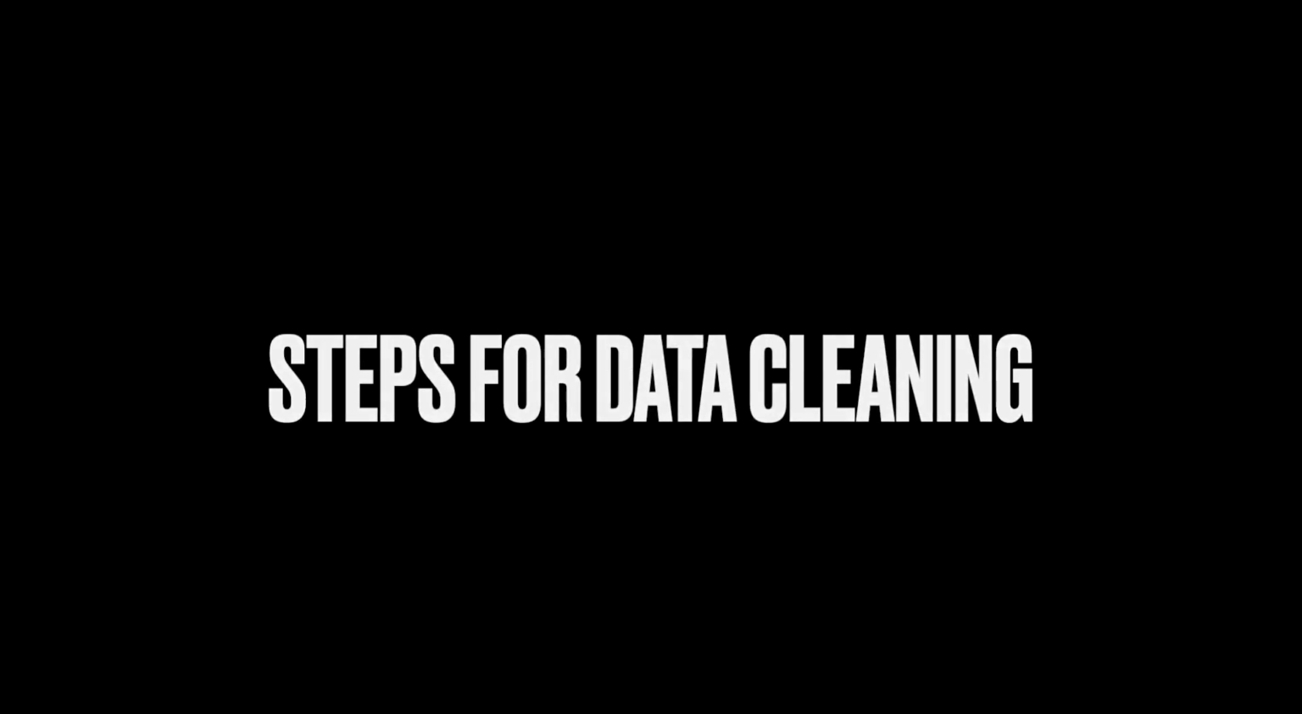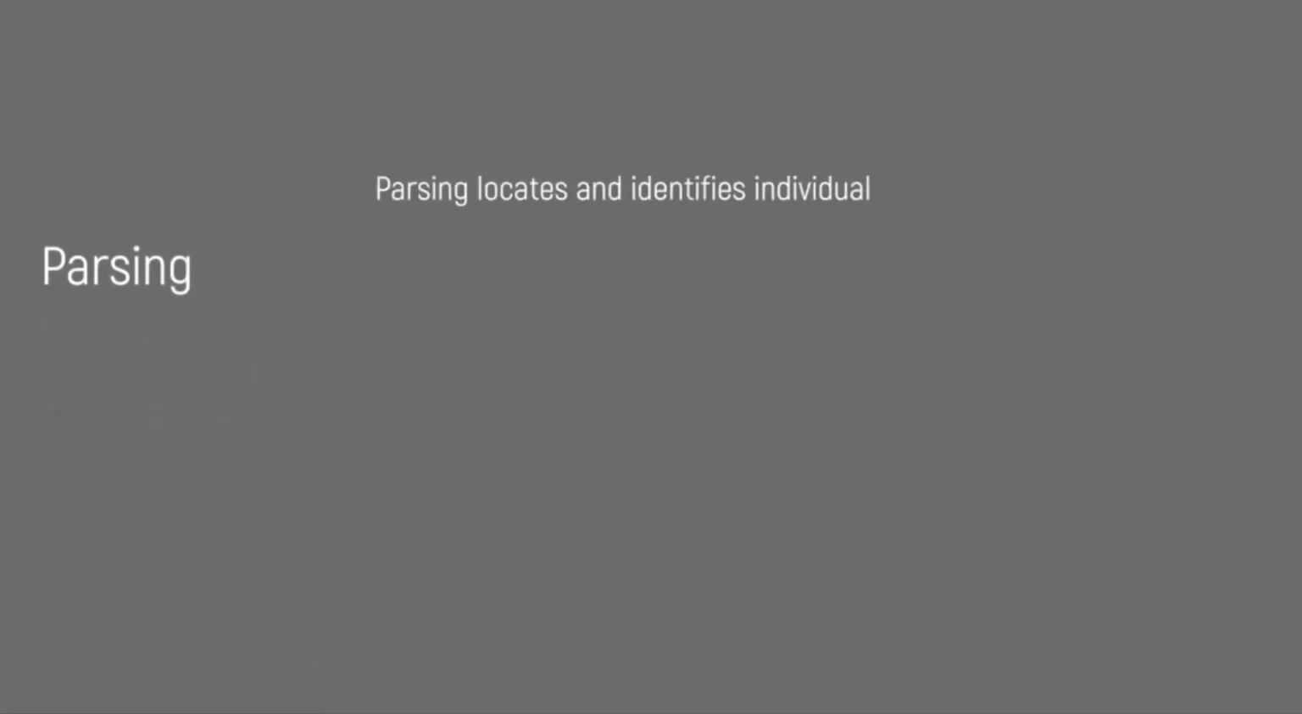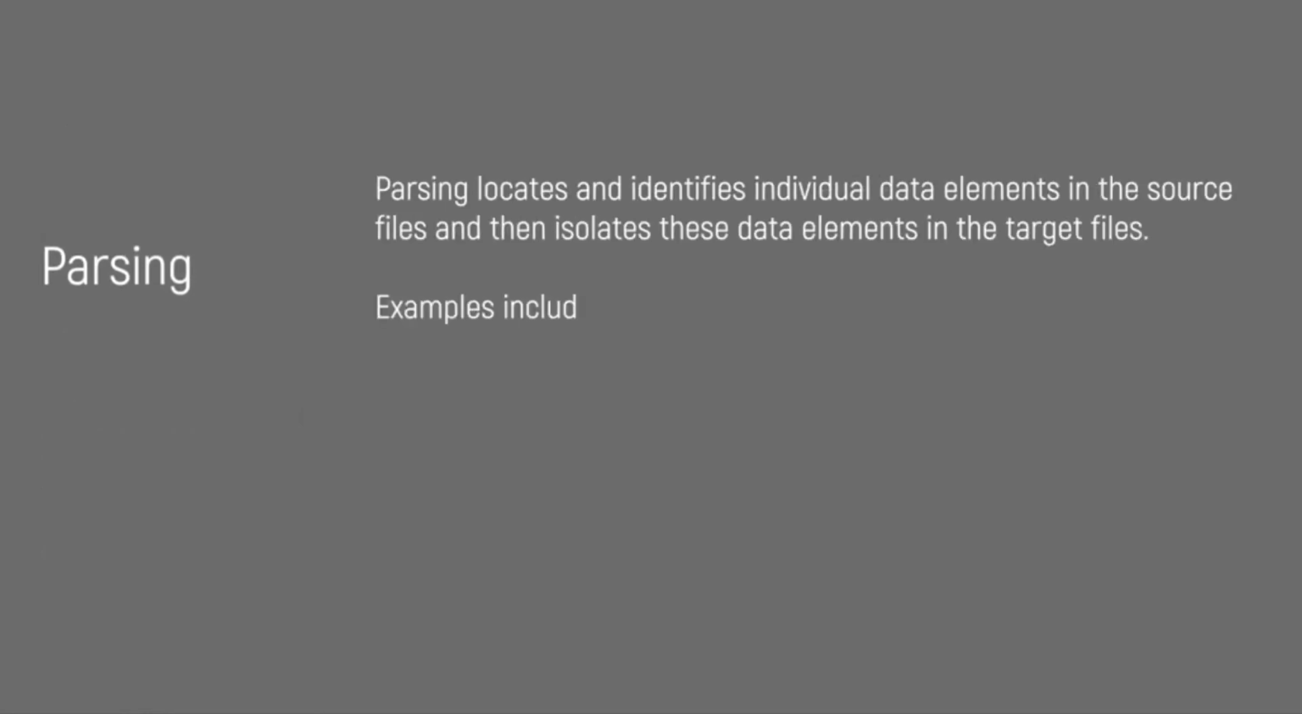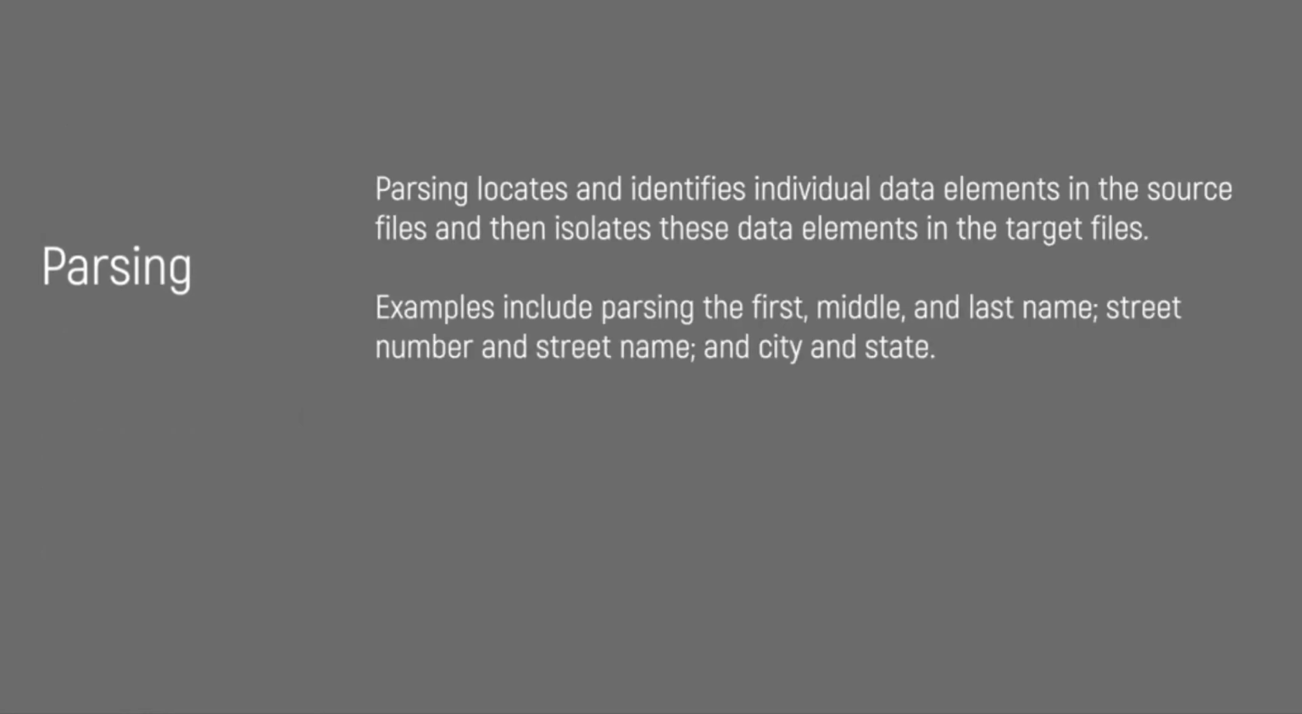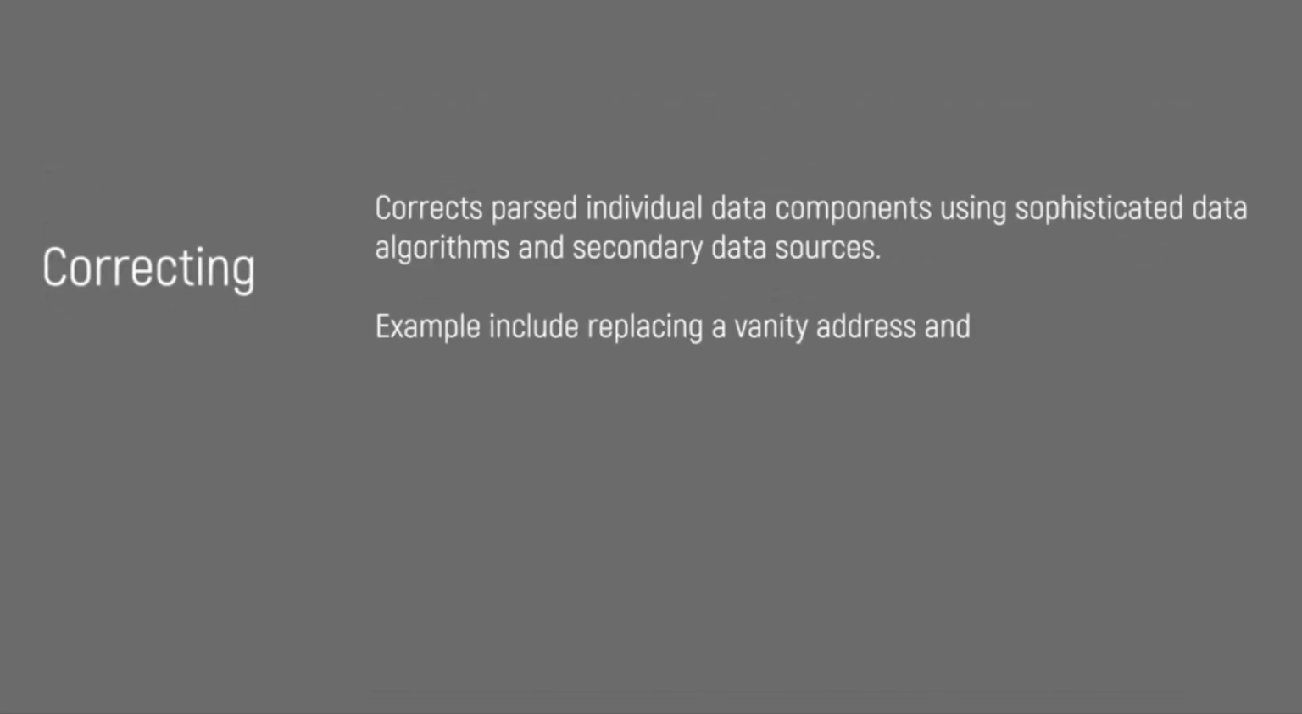The steps for data cleaning are parsing, correcting, standardizing, matching, and consolidating. Parsing, the process of systematically analyzing data to extract structured information from unstructured data. Parsing involves breaking data into smaller elements for easy manipulation or understanding, often converting textual data into a more readable and processable format. Correcting entails identifying errors in data and replacing them with accurate information.